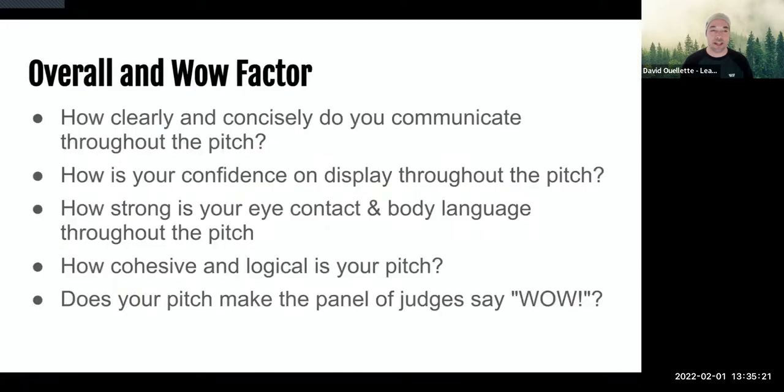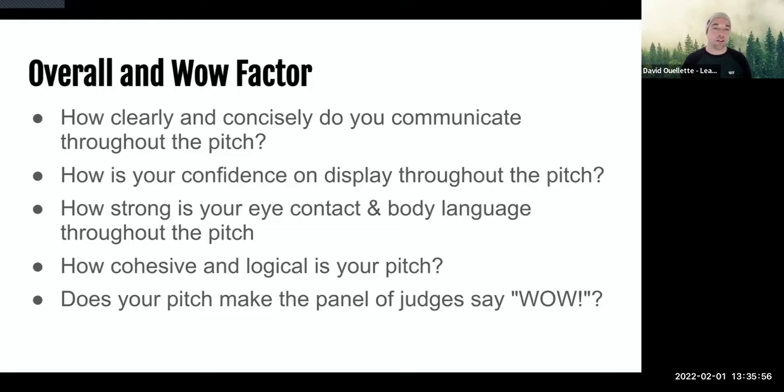Lastly is the wow factor. The wow factor is judged as well. And this is kind of things that will happen throughout your presentation. So the judges are going to be looking at how clearly and concisely you communicate throughout the pitch. So make sure that you're clear and concise. You practice this a few times before you actually send it off. They are going to be looking at how your confidence is on display throughout the pitch. So making sure you're speaking clearly, that you're looking actually at the camera. Usually, your body language can really say a lot about how confident you feel. So looking at your eye contact and body language throughout the pitch is important.